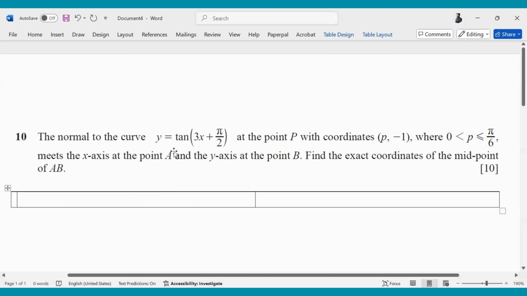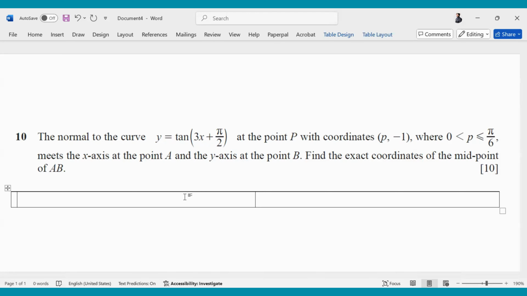So the normal to the curve y equals tan(3x plus pi by 2) at the point P with coordinates (p, -1), where p is between 0 and pi by 6. That means p is acute. It meets the x-axis at the point A and the y-axis at the point B. Find the exact coordinates of the midpoint of AB. So first and foremost, we will try to make the equation of the normal.